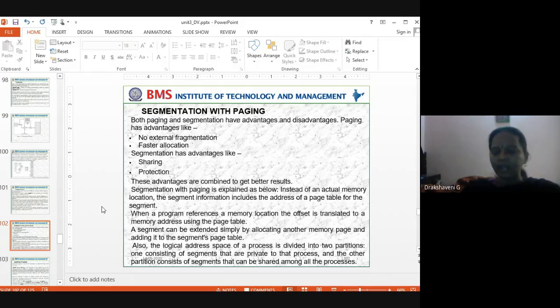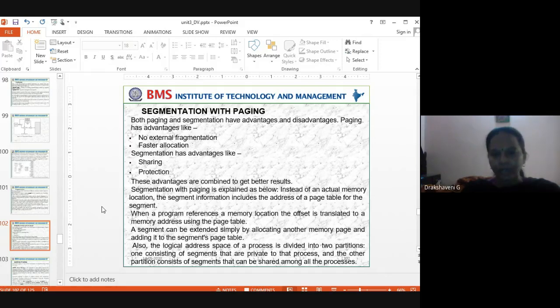Suppose in Chaitra's house there are two people, her brother and Chaitra, and they have only one laptop. They have to share it. Then protection: we protect our laptops with antivirus. In the same way, if you have a Gmail account or anything, we use a password. So these advantages are combined to get a better result. Why can't we combine the paging advantage and the segmentation advantage and bring up one solution that has both? So segmentation with paging is explained as below.